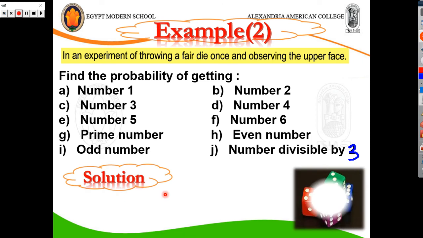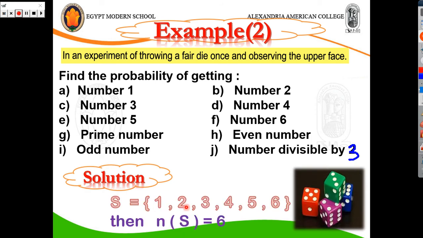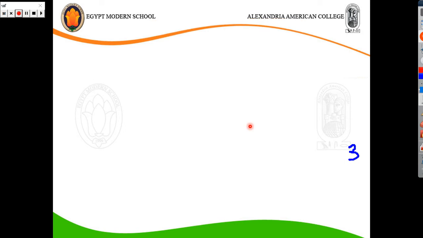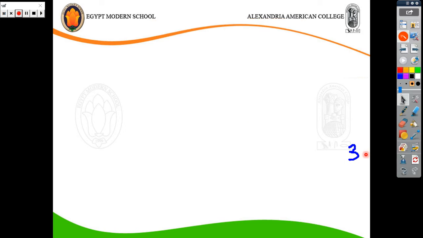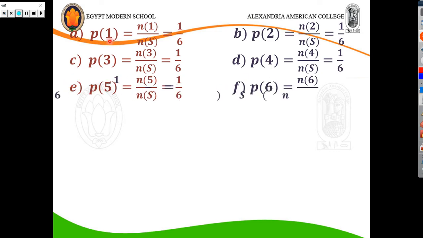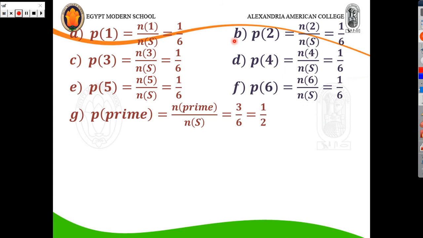Solution. First, there is a die and the sample space is 1, 2, 3, 4, 5, 6. Number of sample space is 6. Then any probability is over 6. The probability of 1: how many faces have 1? 1 over 6. Probability of 2: how many faces have 2? 1 face, so 1 over 6. Probability of 3, 1 over 6. Probability of 4, 1 over 6. Probability of 5, 1 over 6. Probability of 6, 1 over 6.